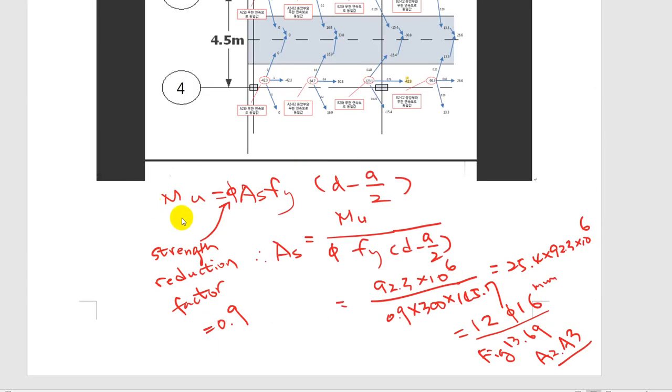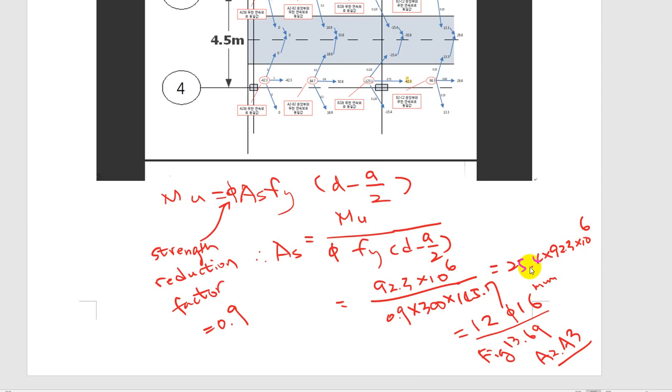Okay, so if you see here, I summarized this during the break, and Mu is phi times As fy (d minus a over 2). This is a very famous formula from concrete beams, and you want to calculate the rebar area. This is design, so this is given. This is 92.3 times 10 to the 6, and phi was calculated, not assumed, to be 0.9 because they are in tension control, and fy is 300, and this value was 145.7 from a few seconds ago, and we get this value, right?